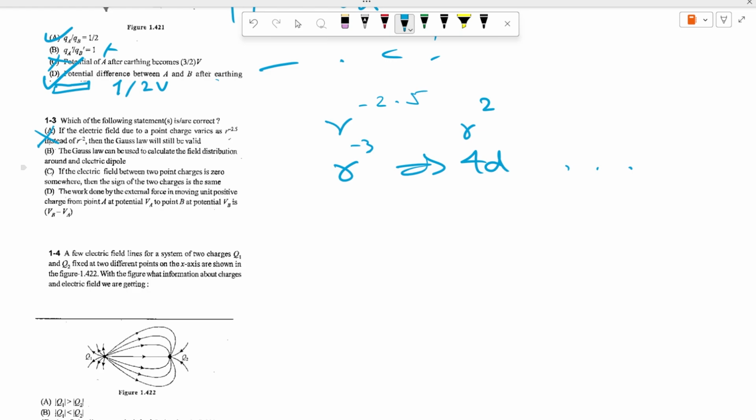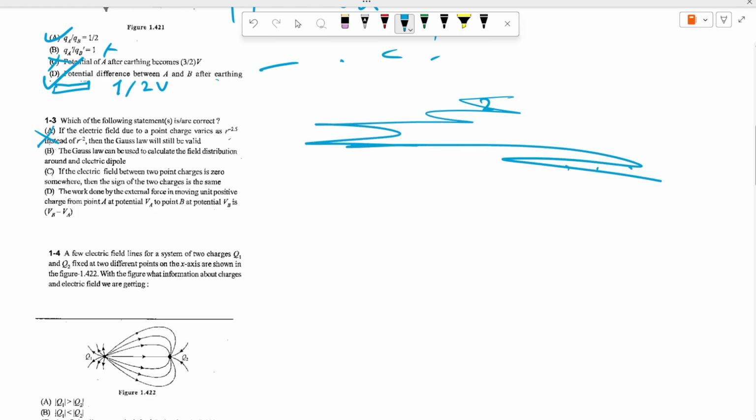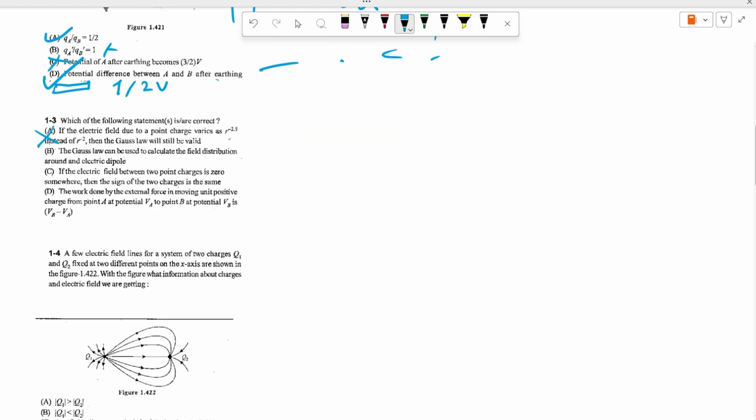Now let's move on to the second option. The Gauss law can be used to calculate the field distribution around an electric dipole. So yes, I think we can use it to, okay, no. Gauss law cannot be used to calculate a non-uniform and non-symmetric field distribution around an electric dipole. So yeah, again, it is very ambiguous.